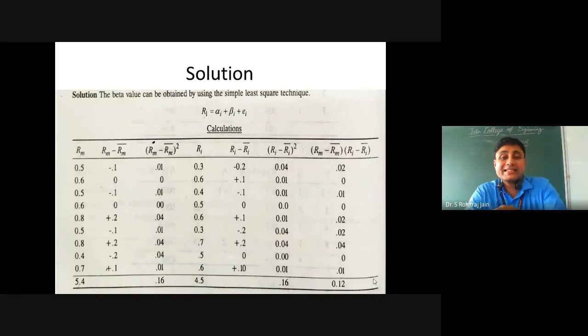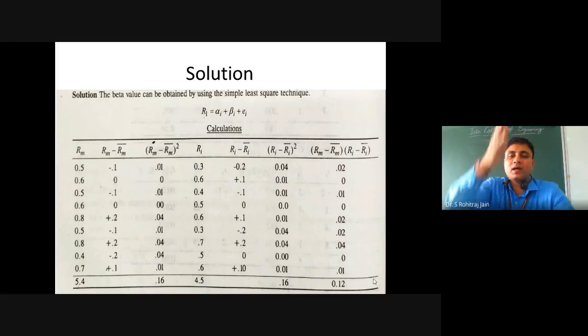What is Ri? Script return. Whatever they have given in the question, the script return I'm writing in the fourth column. Now, Ri minus Ri bar. So what is Ri bar over there? 4.5 divided by 9, which is equal to 0.5. So 0.3 minus 0.5 is what? Minus 0.2. Please understand, students.